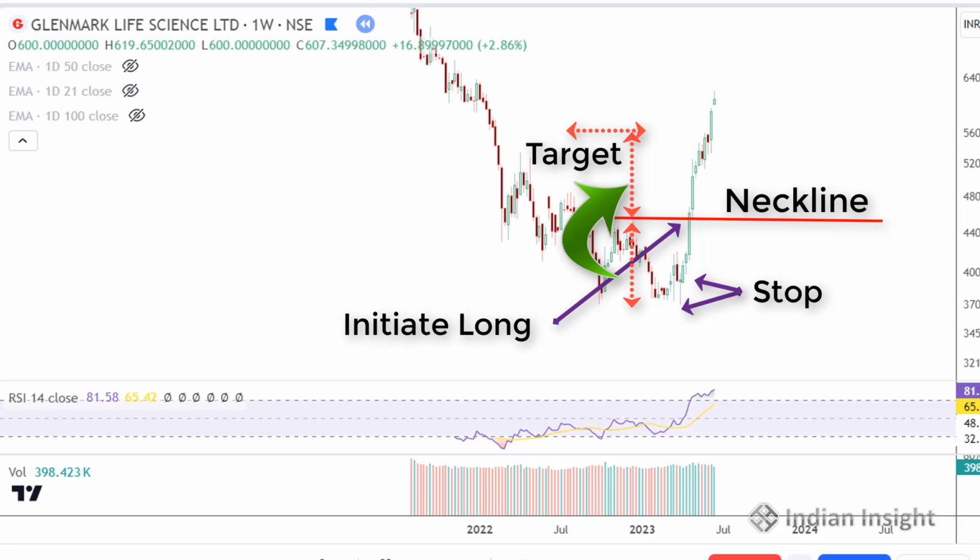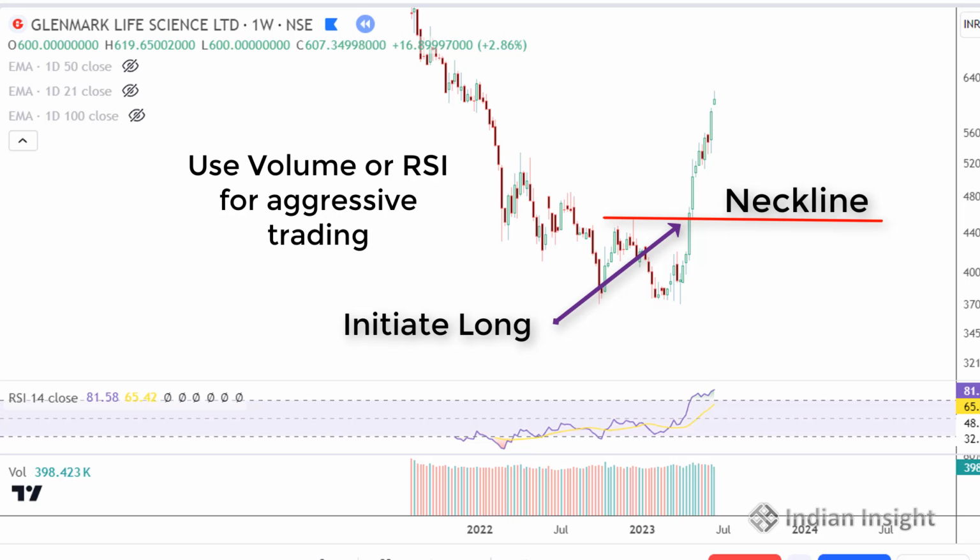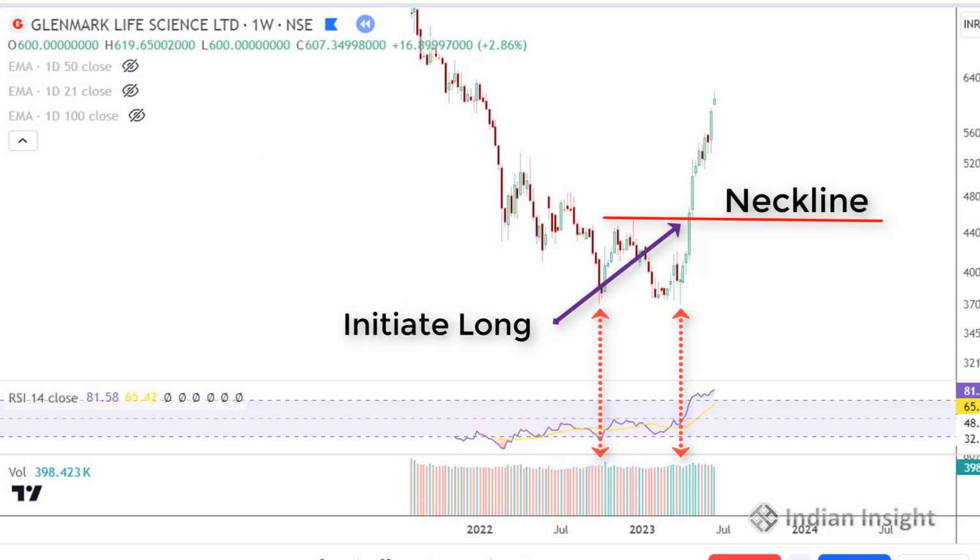In this case too, aggressive traders may use volume or RSI divergence to initiate a trade after two troughs are formed. It's often seen that the volume at the second bottom is lower than the volume at the first bottom. This indicates that the selling is exhausted and we may see a sharp reversal. Also, if one is using RSI, then the RSI level around the second bottom should be higher than the RSI level formed at the first bottom, as this divergence would indicate selling exhaustion.